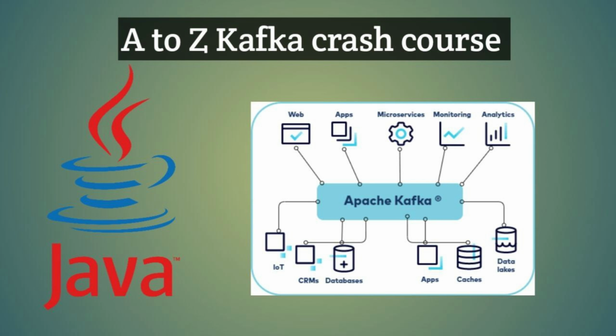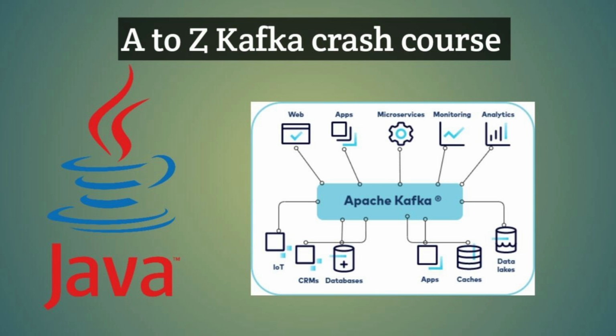5. Simple architecture. Kafka's architecture is simple and straightforward, which makes it easy to set up and maintain. Overall, Kafka's combination of high throughput, fault tolerance, and stream processing capabilities make it a popular choice for building real-time data pipelines and streaming applications.